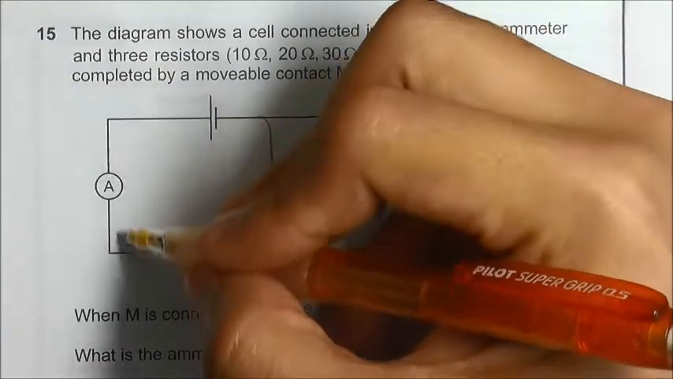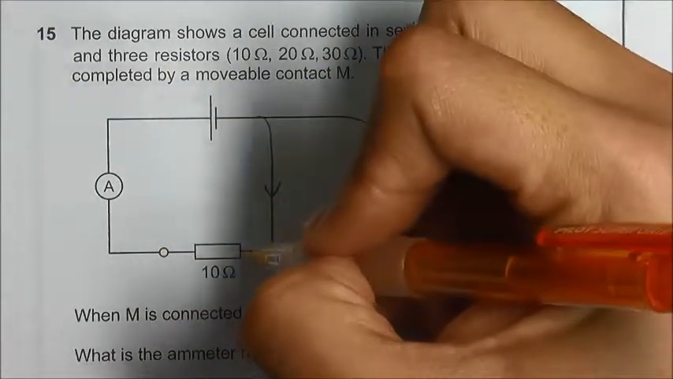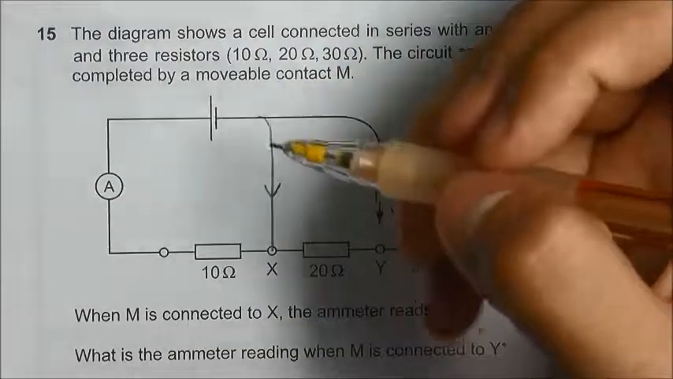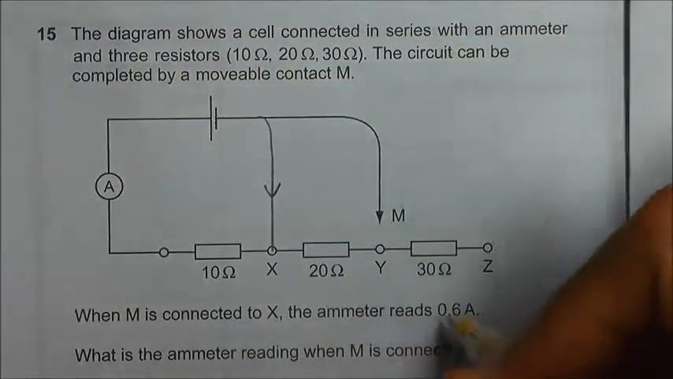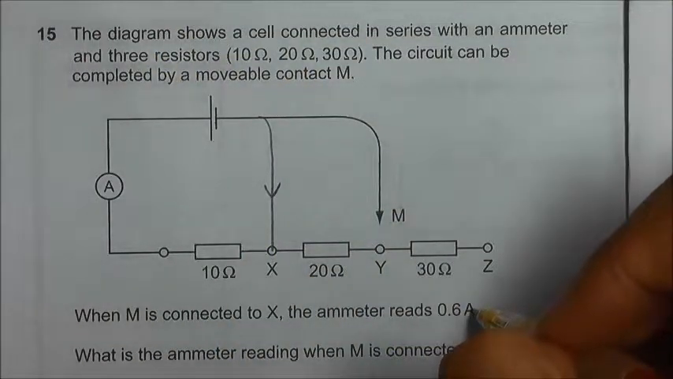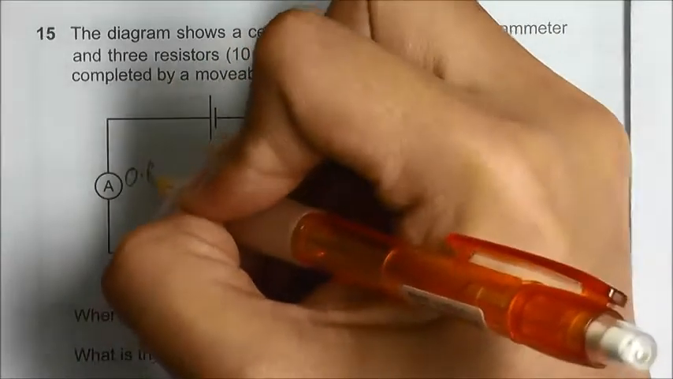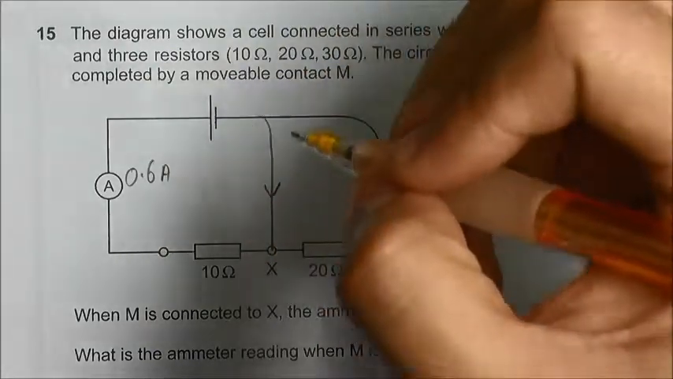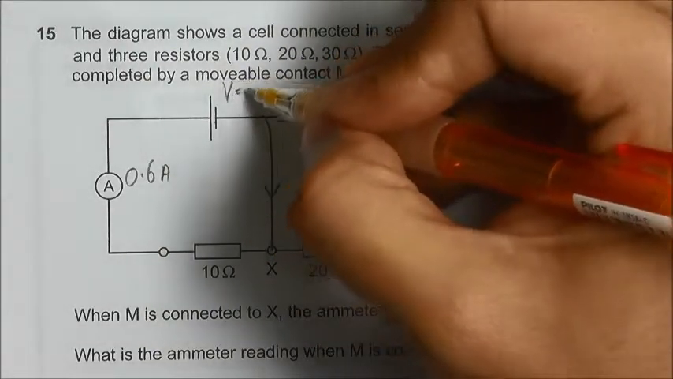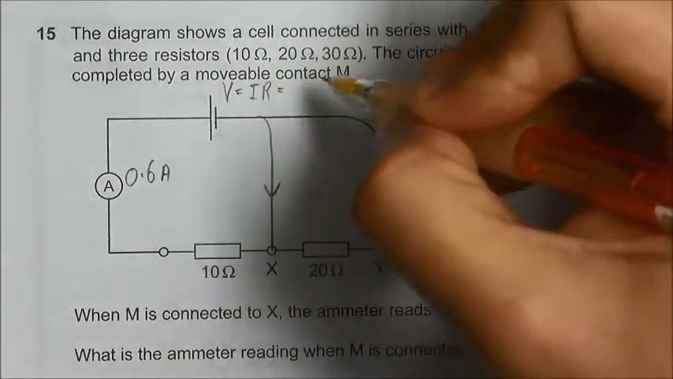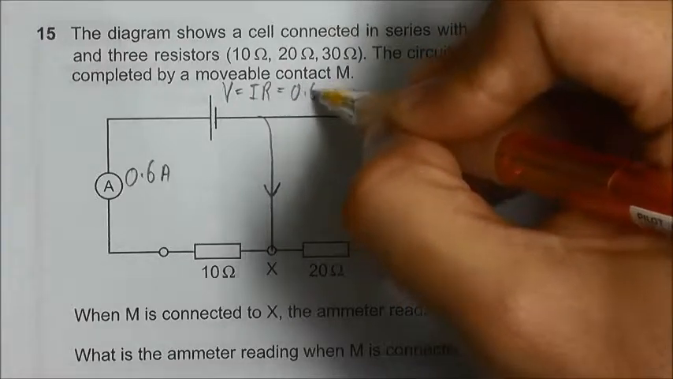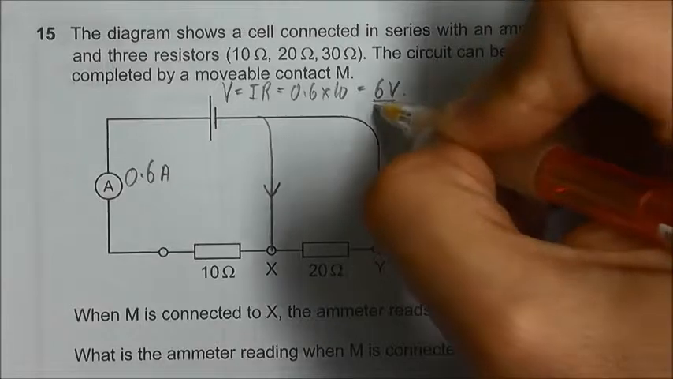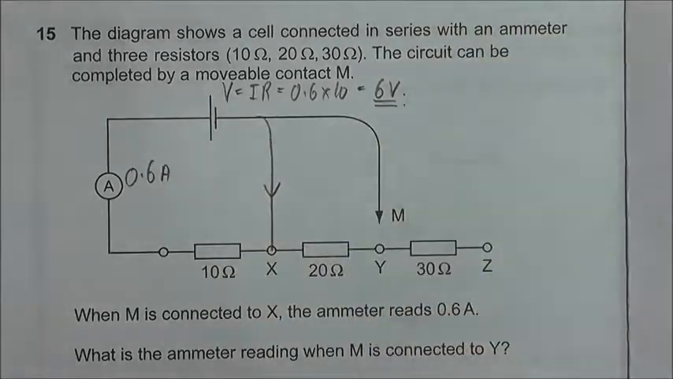When contact M is at X, this is the circuit that we are looking at. That means we only have a 10 ohm resistor in series with the battery and the ammeter. The ammeter reads 0.6 ampere. So we can find out the voltage of the cell. We can use the formula V is equal to IR. That will be 0.6 times 10. We have 6 volt. So now we know that the battery is 6 volt.